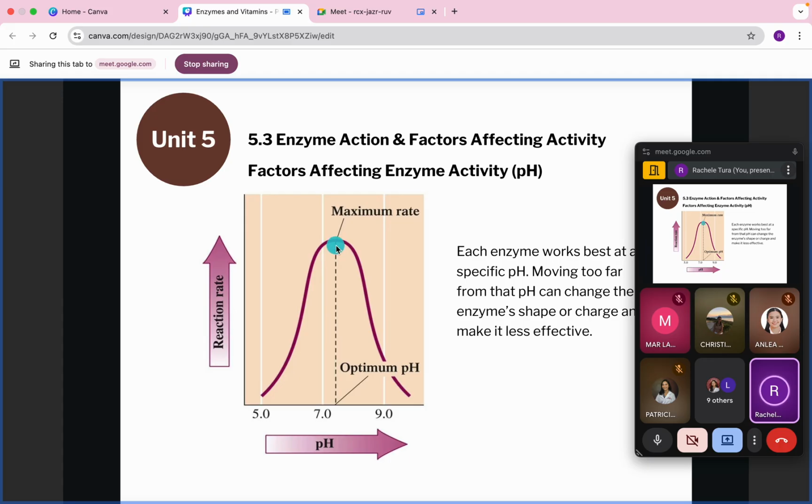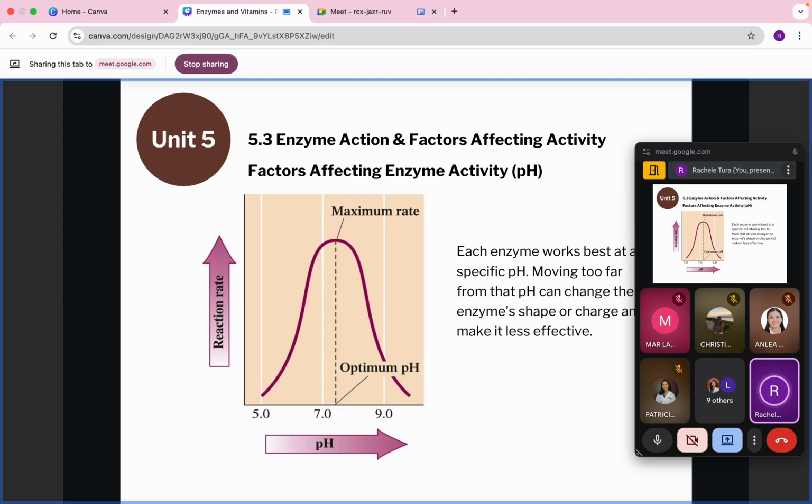If it goes beyond your optimum pH, the enzymes, which rely on their three-dimensional shape, will only work correctly at this optimum pH. Each enzyme has a particular pH, so it's not the same for all enzymes. For example, at this pH, the enzyme is in the right shape and the charges on the amino acids are correct, so it can bind to its substrate well.